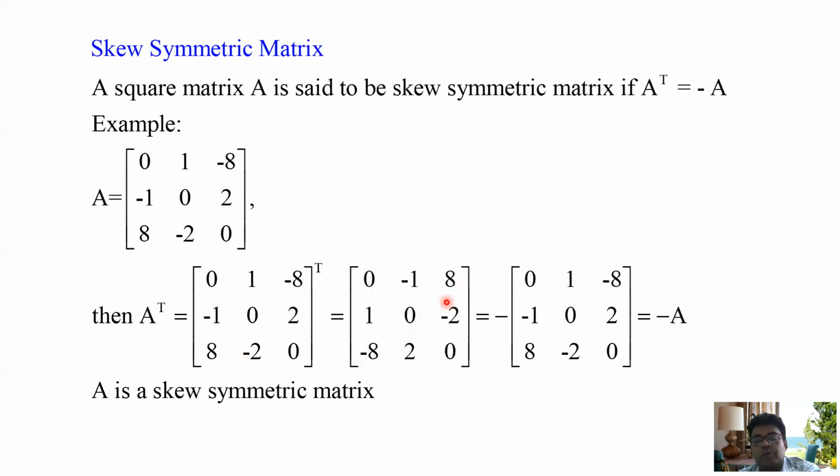So it is clear that if I take minus common, what you have from here is [0, 1, minus 8; minus 1, 0, 2; 8, minus 2, 0]. This matrix is nothing but the A matrix. So that means you have minus A, with the minus sign outside. So it is clear that A transpose is equal to minus A. Therefore, the matrix A is a skew symmetric matrix.